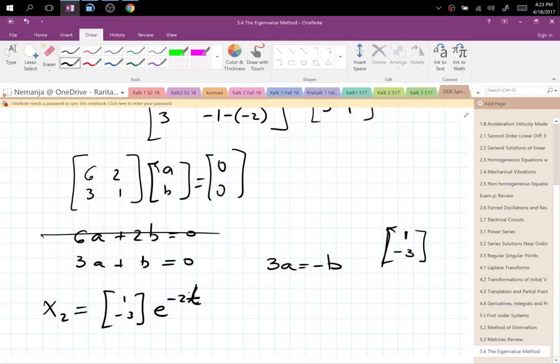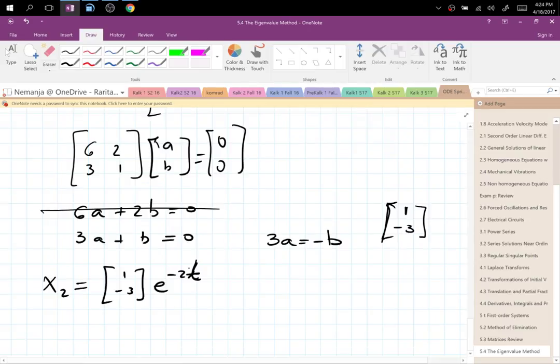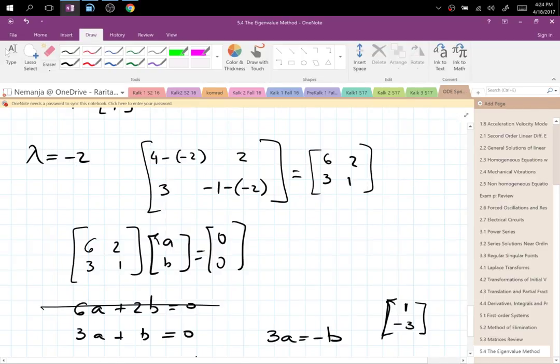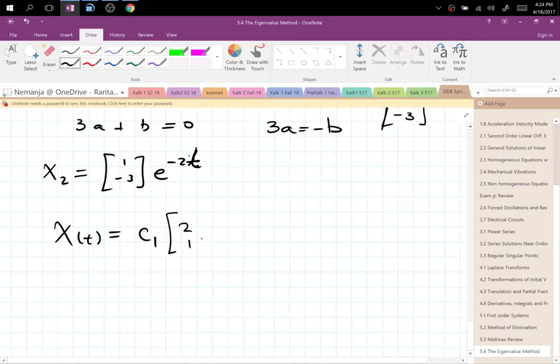But wait, there's more. Now all we need to do is to put this in an overall solution, and this is what I erased earlier. The overall solution x is the superposition of the two solutions we have so far. So C1 times 2, 1, e to the lambda is 5, so 5t, plus C2, we just found the 1, negative 3 there, and then e to the negative 2t. This is the solution. This is the general solution.